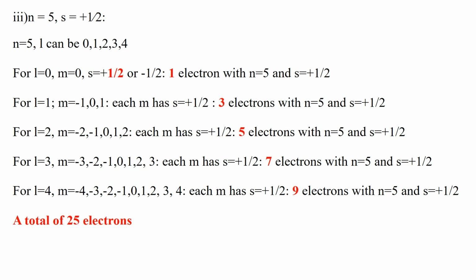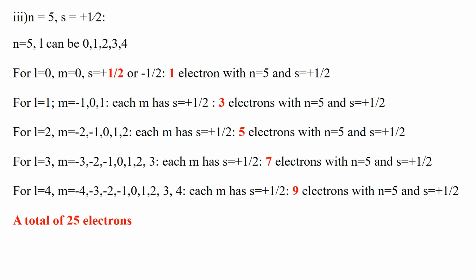For L is equal to 2, then you have M is equal to minus 2, minus 1, 0, 1, and 2. And each M has S is equal to plus 1 over 2. Then here we will be having 5 electrons. For L is equal to 3, we will be having 7 electrons. Then for L is equal to 4, we will be having 9 electrons. Here we are counting electrons because with spinning, if S is equal to plus 1 over 2, we are talking about the spinning.